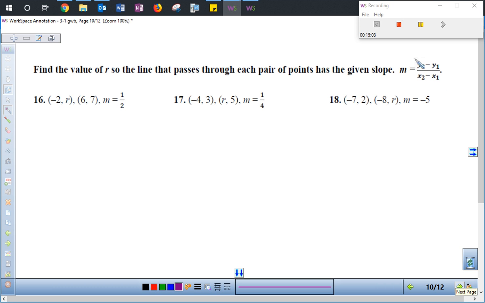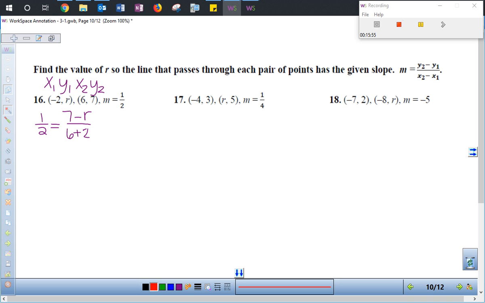It's very simple. We're going to identify x sub 1, y sub 1, x sub 2, y sub 2 like normal. So x sub 1, y sub 1, x sub 2, y sub 2. And now we just substitute all of this information into my formula. Now remember, my formula starts with m equals. Now my m, my slope, here is 1/2. So I'm going to start with 1/2 equals y sub 2 minus y sub 1. Now my y sub 2 is 7, and my y sub 1 is r, because I don't know what it is. So I'm just going to leave it as 7 minus r, over x sub 2 minus x sub 1. So 6 minus negative 2 plus 2.